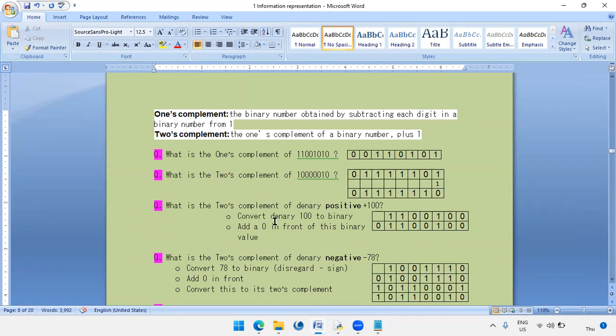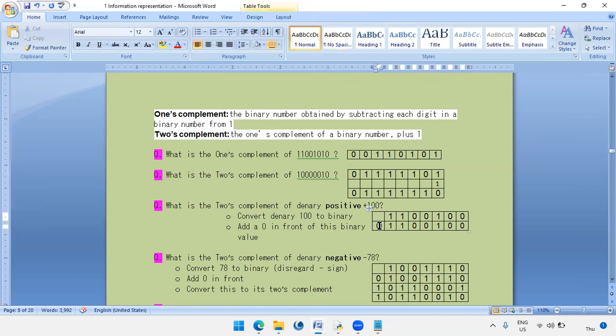What is the two's complement of denary positive 100? So first you convert denary 100 to binary. That is this. Let's see whether it's correct. 1, 2, 4, 8, 16, 32, 64. Whenever you get a number like this, always check whether it's correct. Then your arithmetic will improve. 64 plus 32 is 96. 96 plus 4 is 100. So that's correct. Then add a 0 in front of this binary value.